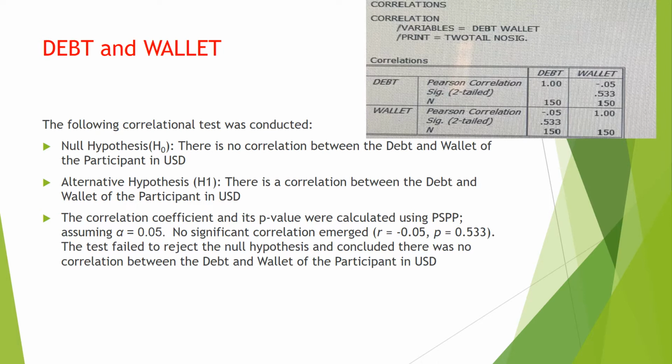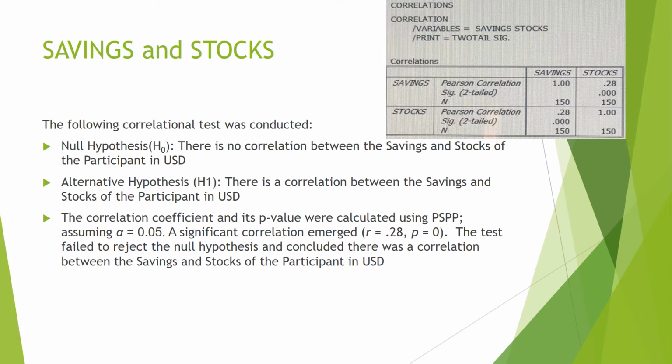Now let's go to another variable set, debt and wallet. And here P value is 0.533, that is way higher than alpha 0.05. Hence the test is statistically insignificant. So we could not reject the null hypothesis that there is no correlation between the debt and wallet of the participants. Now let's see the test result for saving and stocks.